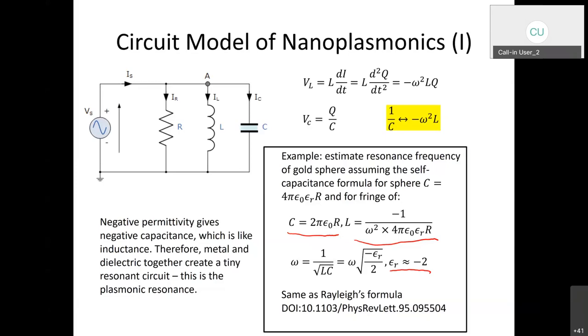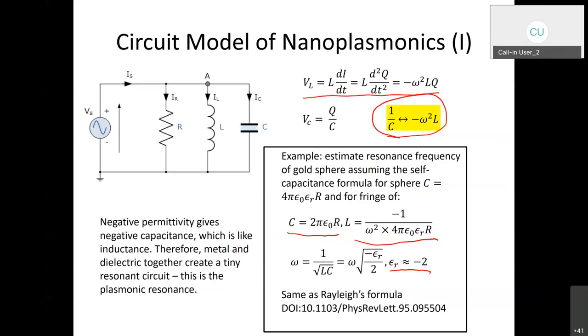Well, if you have a capacitor, you can write the capacitance in terms of the permittivity of the material. If you have negative permittivity, then you have a negative capacitance. And if you look at an equation for a circuit over here, a negative capacitance kind of plays the same role as an inductance from this formula. Okay, so negative capacitance is kind of like inductance.